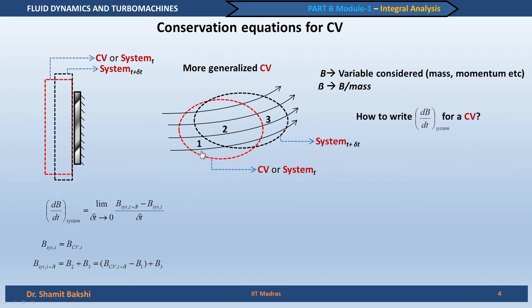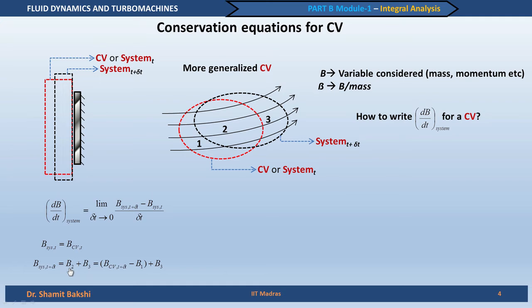Of course, b 1 will not come here, because b 1 is something which has entered the control volume during the time delta t. So, it is not a part of the system. The system can only have the same fluid particles at all instants of time. So, that we have to always keep in mind. It has to keep the same mass, same fluid particles at all instants of time. So, b 1 cannot be a part of it. So, it is b 2 plus b 3.